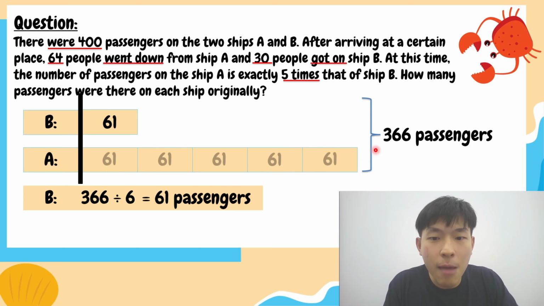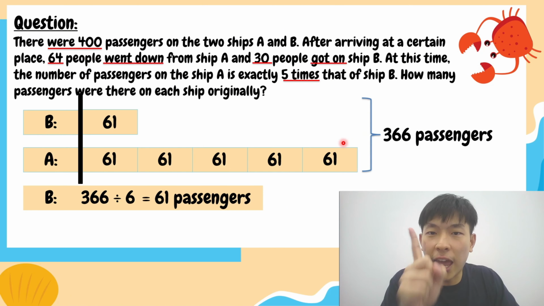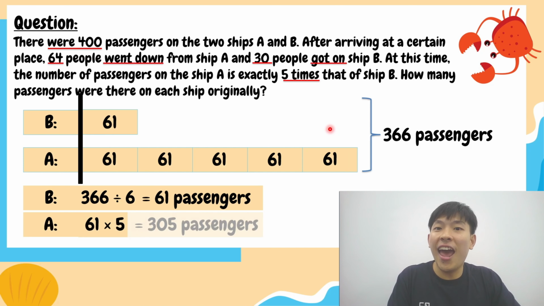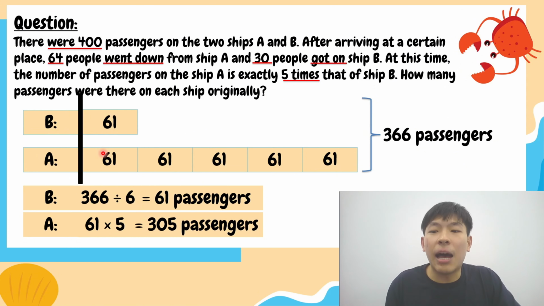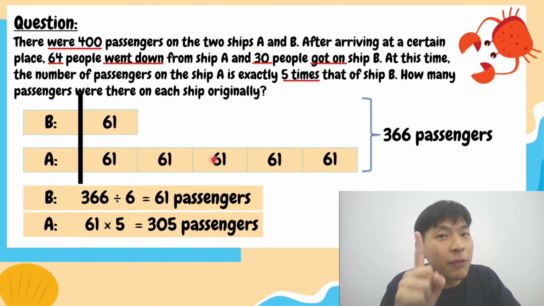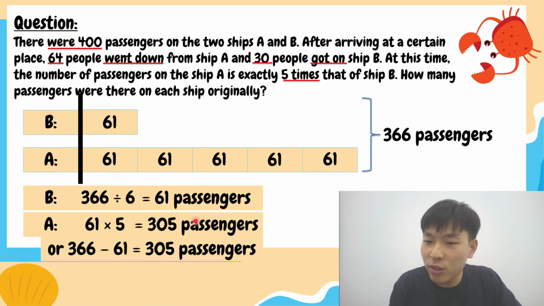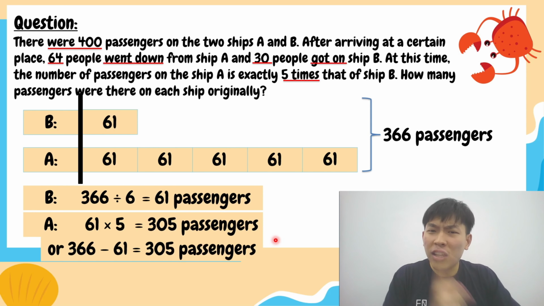So we know that this will be 61, and all of these are the same. So bam, we can have all 61s here. So how do we find passengers in A? Yes, we can use 61 times 5 to get 305 passengers. Now, we used the multiple method to find the number of passengers in A. What is another method that we can find passengers in A? Yes, we use the sum. So 366 minus 61, and we also get 305 passengers. Perfect!